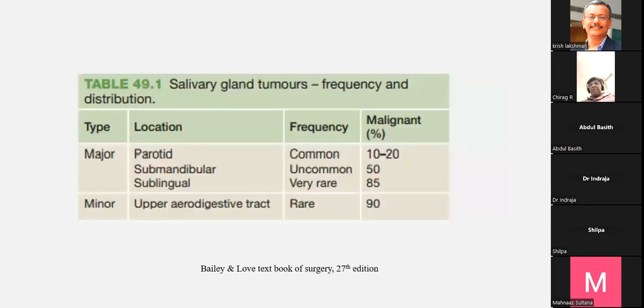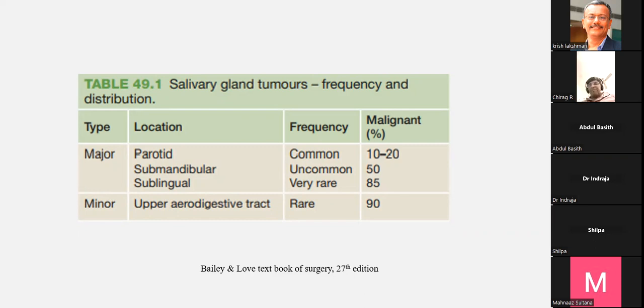I think sir's question is very relevant. Apart from Warthin's tumor, they've tried to associate all other parotid or any other salivary gland tumors with smoking, just because smoking is a significant risk factor for all other oral malignancies, but it doesn't seem to have contributed anything to the malignancies apart from Warthin's tumor.